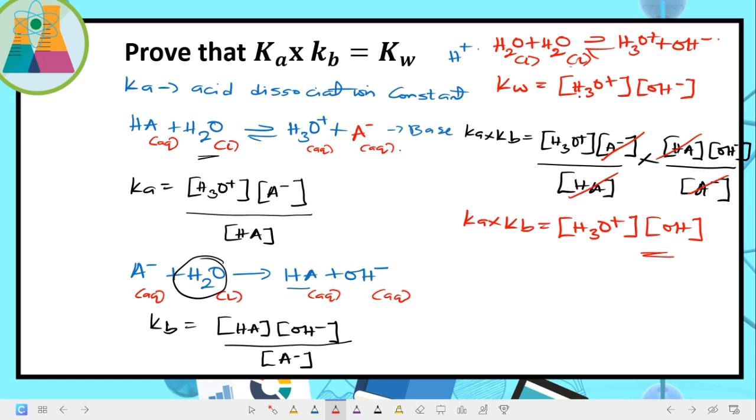So wherever you see this Kw, which is H3O plus and OH minus, you can put your Kw. So this becomes Ka times Kb is equal to Kw. You've been able to prove that Ka times Kb is equal to Kw. So that is the answer to that question.